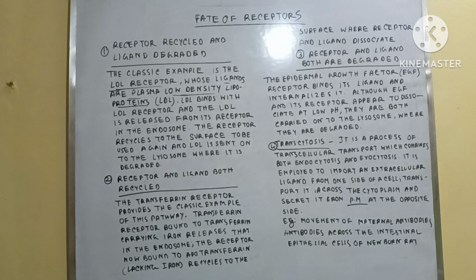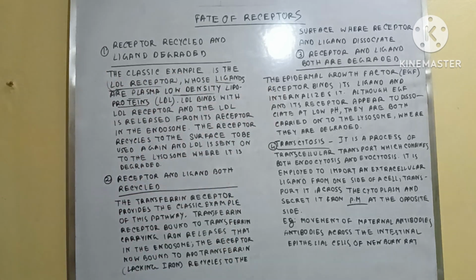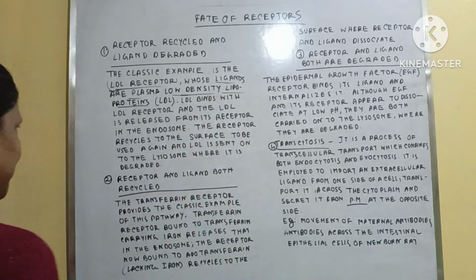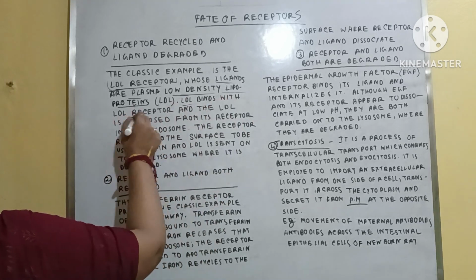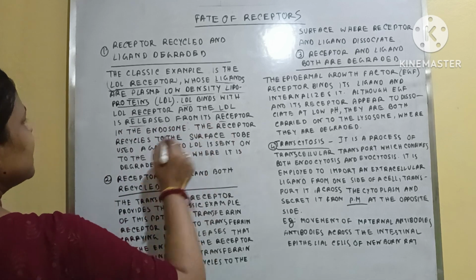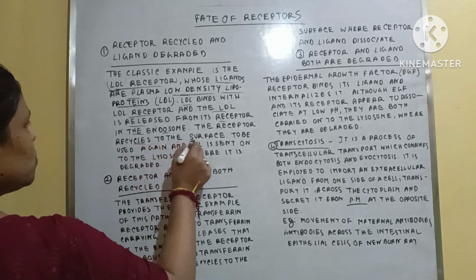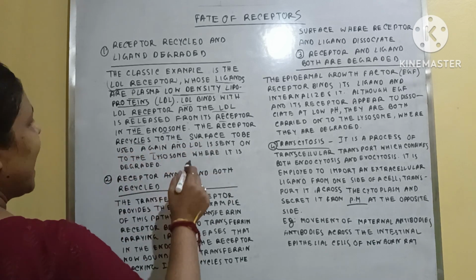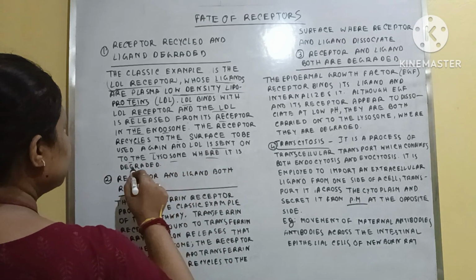The LDL receptors carrying the ligands, ligands have very low density, and obviously these are the lipoproteins. So first LDL binds with the receptor, and the LDL is released from its receptor in the endosome, and the receptor recycles to the surface to be used again, and LDL is sent on to the lysosome where it is degraded.